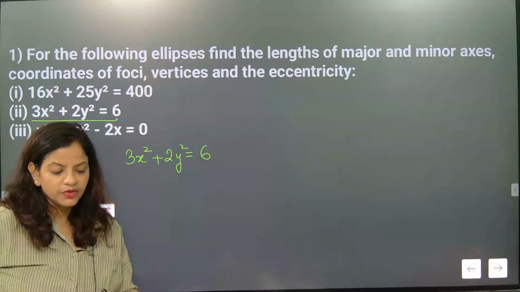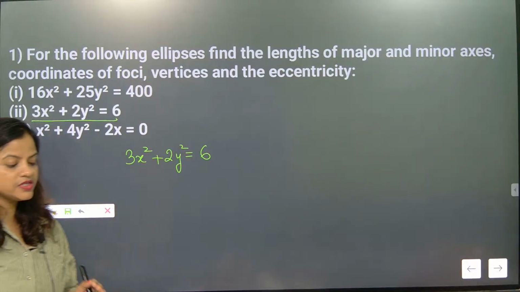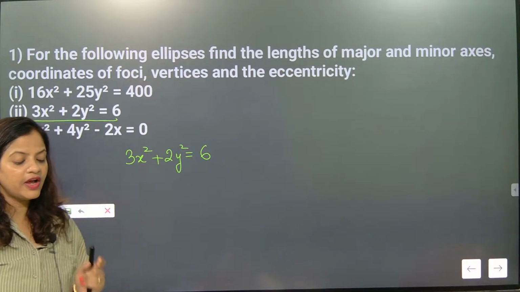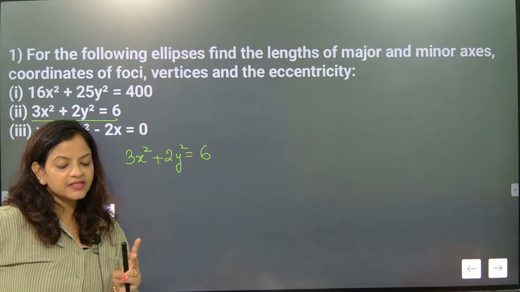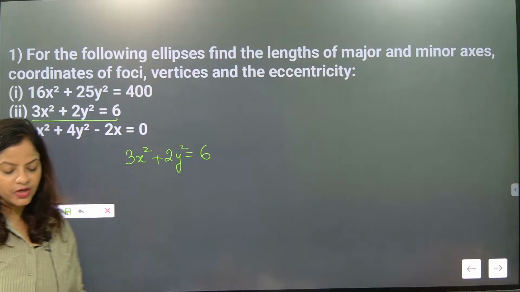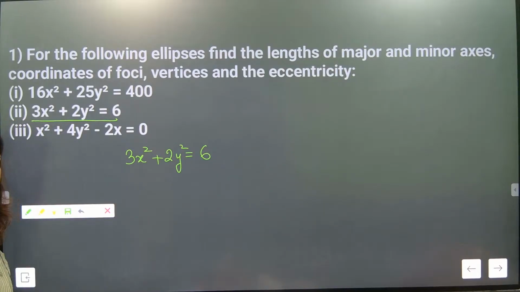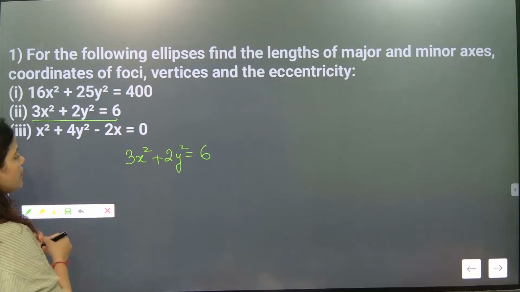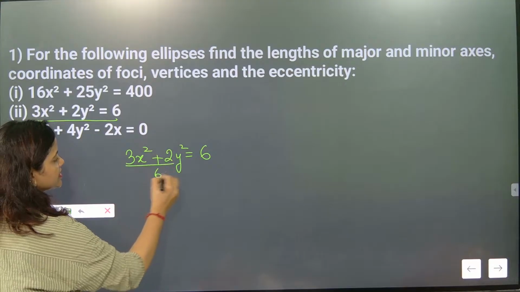The first question I gave you as an introduction. Second question, one by one. You have to find the major axis, minor axis, foci, vertices, and eccentricity. You can do it. Come on, try it yourself one time. Only one clue: both sides are divided by 6.